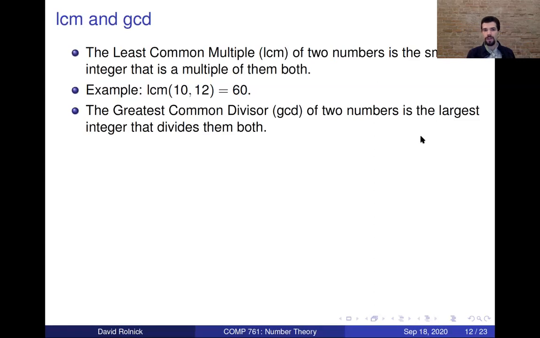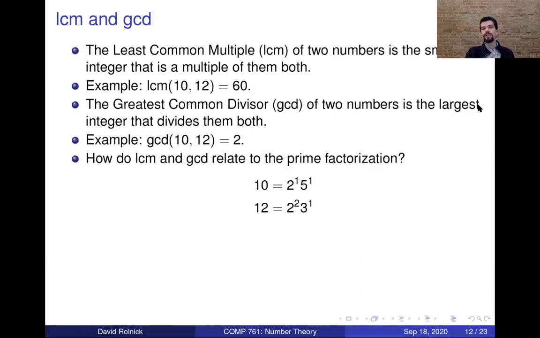The greatest common divisor, which is called the GCD, of two numbers is the largest integer that divides them both. So as an example, for 10 and 12, the GCD is 2, because 2 divides them both. 1 also divides them both, but 2 is larger than 1. How do LCM and GCD relate to the prime factorization? So in this particular case, those are the prime factorizations of 10 and 12.